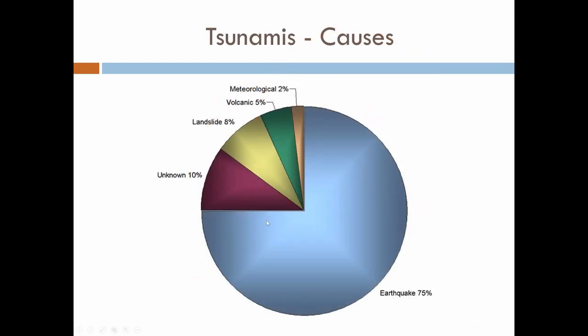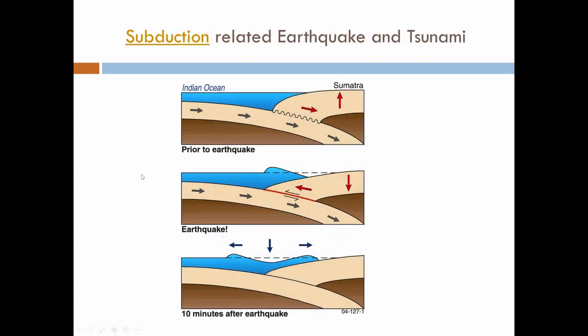So, causes of tsunamis. Unknown just means we don't know. It doesn't mean we don't know what caused them. It's one of these other ones, but we don't have enough information to determine what caused it. So, subduction related earthquake and tsunami. We had a look at this already.